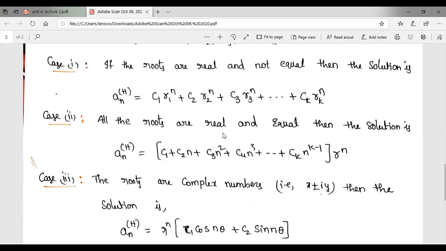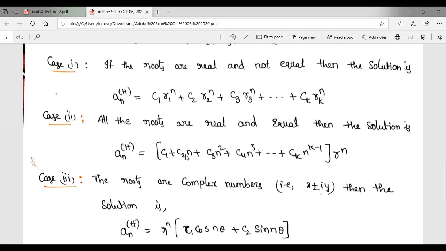Suppose we get the roots 2, 2, 2. Then how do we write the solution of the recurrence relation? It is (C1 + C2 n + C3 n²) 2ⁿ. Here, 2 represents the equal real root.